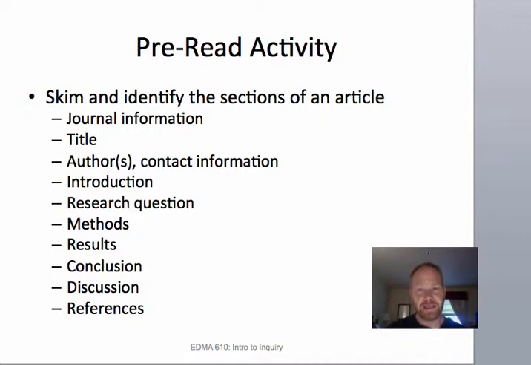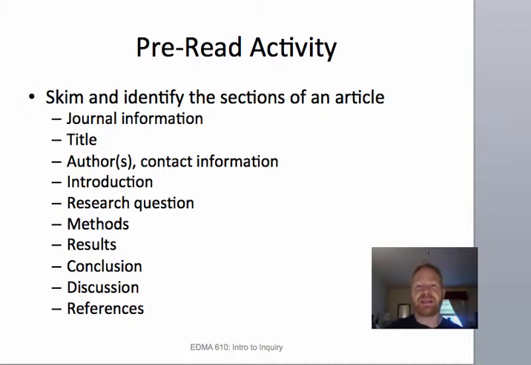The pre-reading activity that you will find on the next slide in the module will ask you to skim and identify sections of an article. I strongly encourage you to skim through the article first to identify the main parts of an article. This will include the journal information, such as the title of the journal, the pages in which the article is on, etc. Also, the title of the article that you're actually reading.